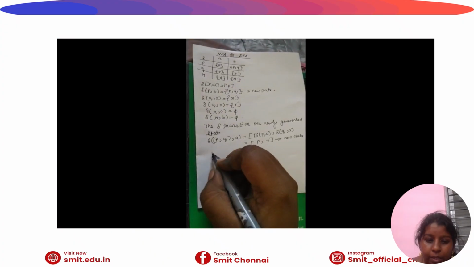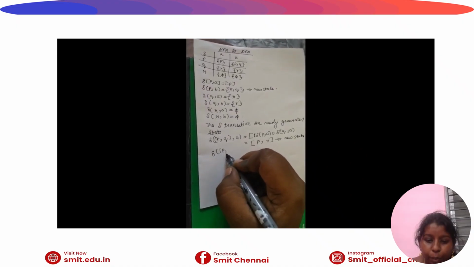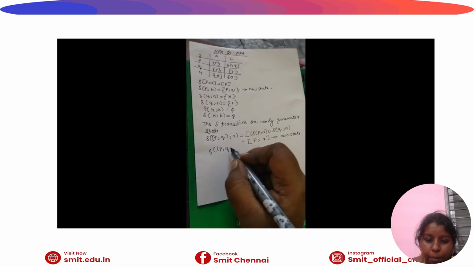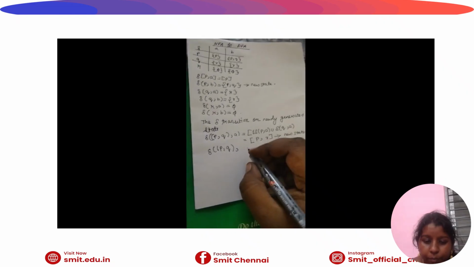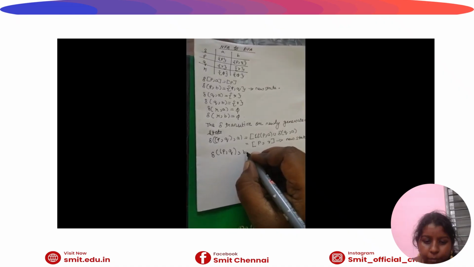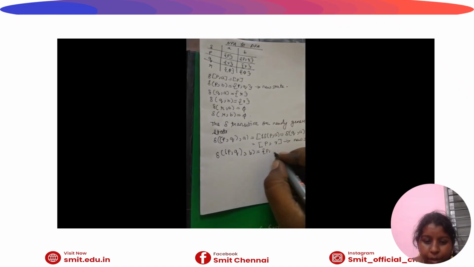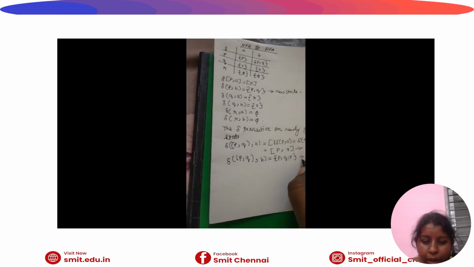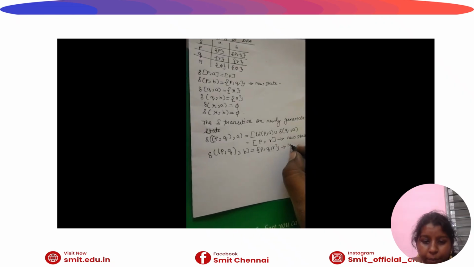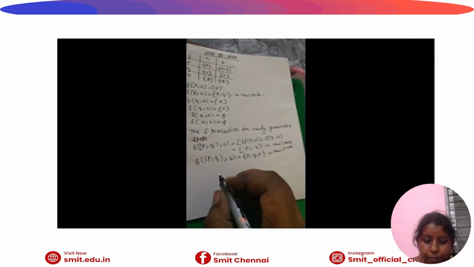Next, sigma P, Q, B, as per the table, we'll write it as P, Q, R. Here we'll write it as the new state.